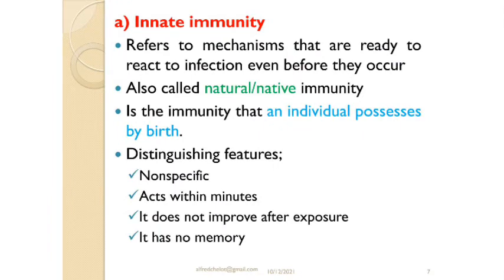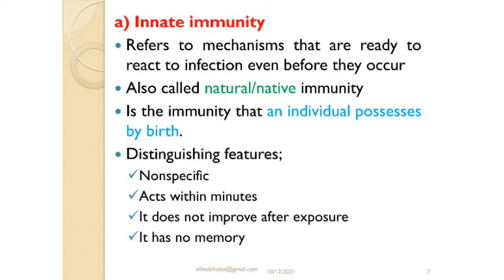Starting with innate immunity, this refers to the mechanisms that are ready to react to infection even before it occurs. They are the first line of defense of our body against disease-causing agents. It is also referred to as natural or native immunity. And this is the type of immunity that an individual usually possesses by birth.